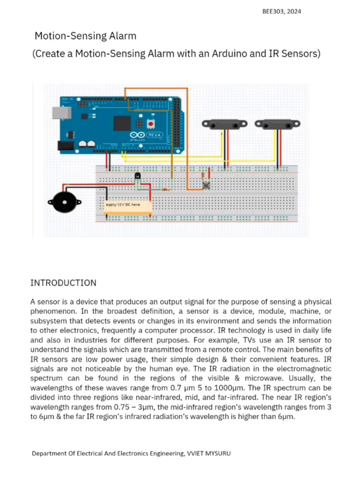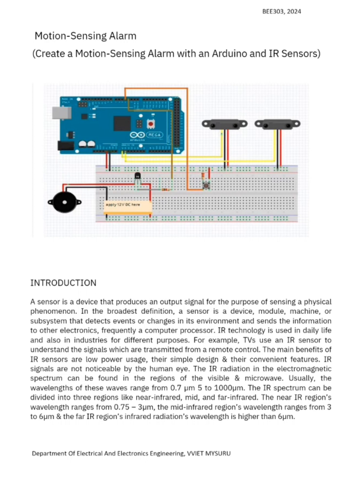Today we are discussing the topic motion sensing alarm. Introduction. A sensor is a device that produces an output signal for the purpose of sensing a physical phenomenon. In the broadest definition, a sensor is a device, module, machine or subsystem that detects events or changes in its environment and sends the information to other electronics, often a computer processor.